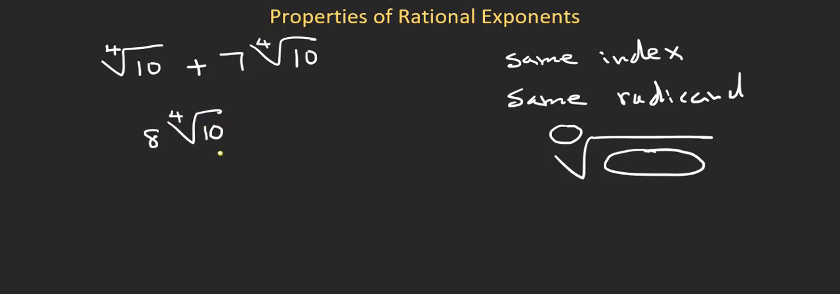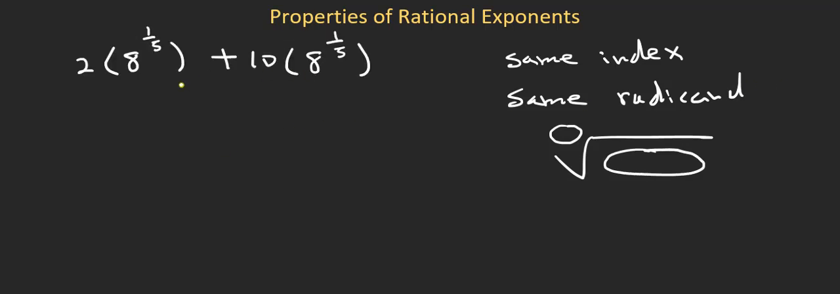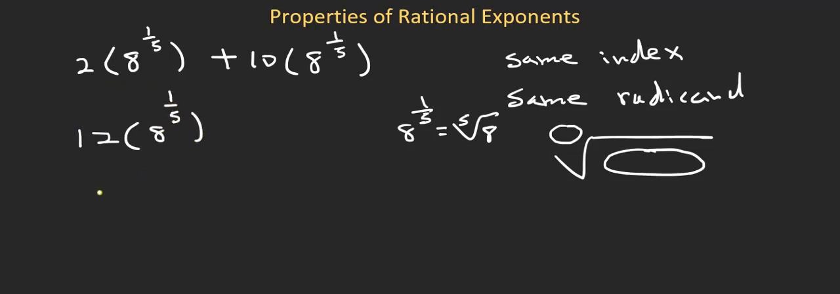It's very similar to adding like terms. Can we add these two? What is the radicand? 8. What about the index? Well, the index is 5, because if you change 8 to the 1/5, that's the 5th root of 8. So what is it in this case? It's 2 plus 10, which is 12. Quantity 8 to the 1/5, which is the same thing as 12 times 5th root of 8. But you could leave it like this because the original question had a rational exponent.